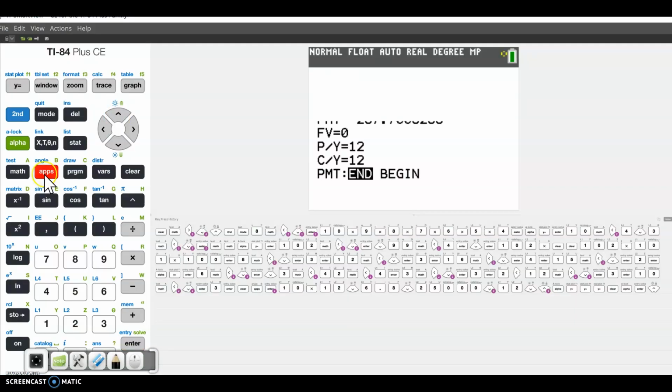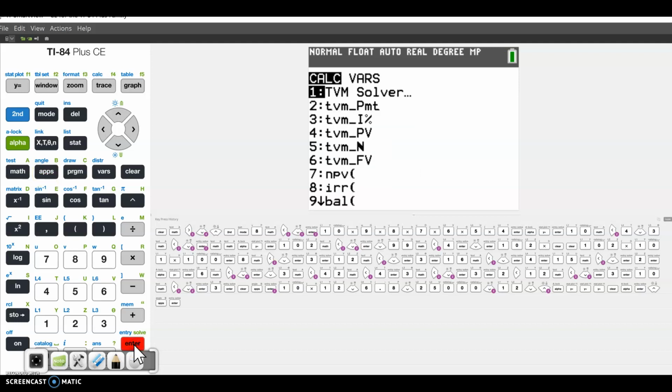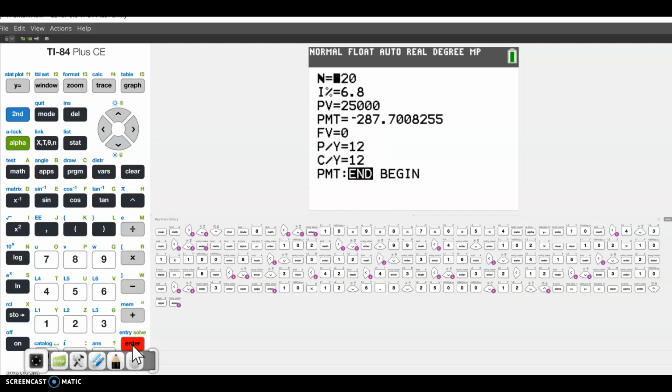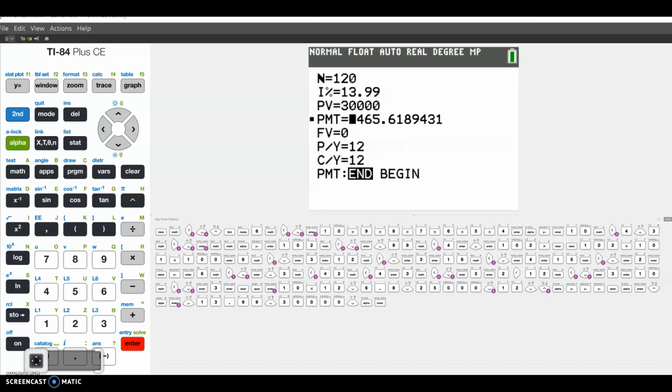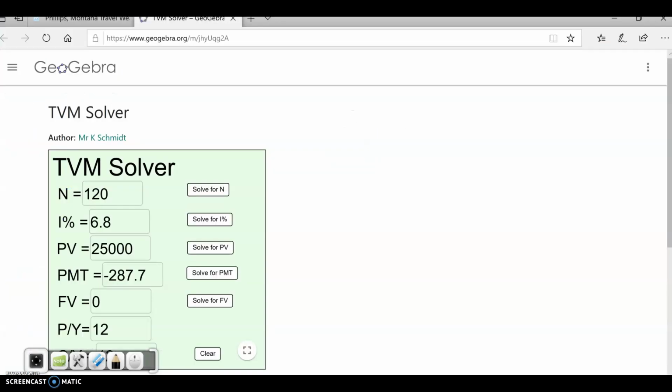Okay, you're going to go to your graphing calculator. Let's go back in case we don't remember. You're going to press apps, enter, enter. Still 10 years, so 120. But this time the rate is 13.99. Present value this time is 30,000. Okay, everything else stays the same. So we alpha enter. And y'all, the payment he's going to have to make is $465.62.